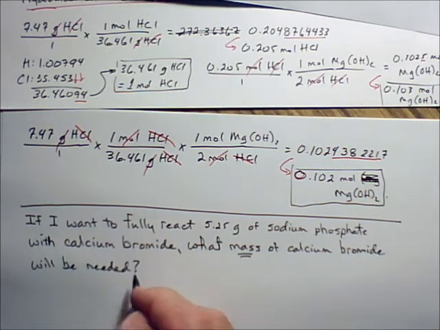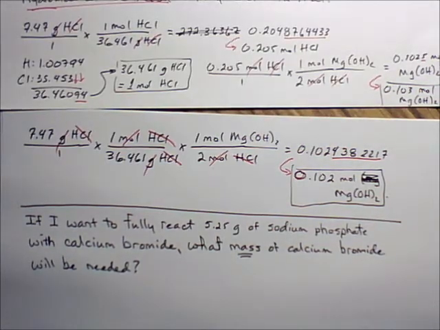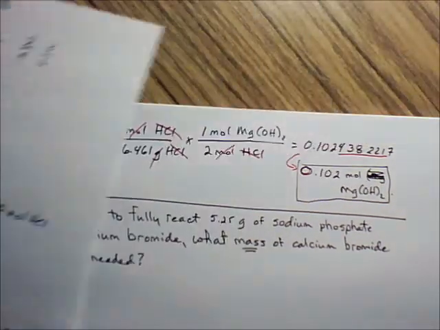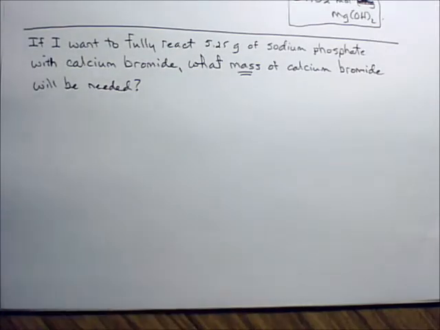Okay, so here's your homework problem. If I want to fully react 5.25 grams of sodium phosphate with calcium bromide, what mass of calcium bromide will be needed? All right, so let me give you a little heads up on this.